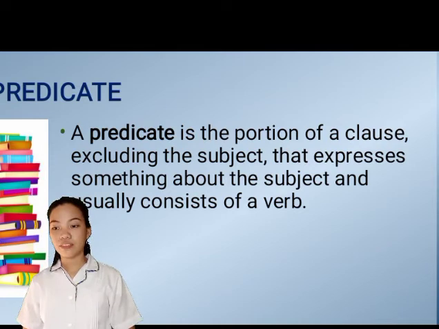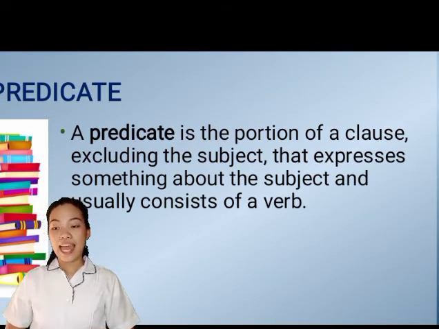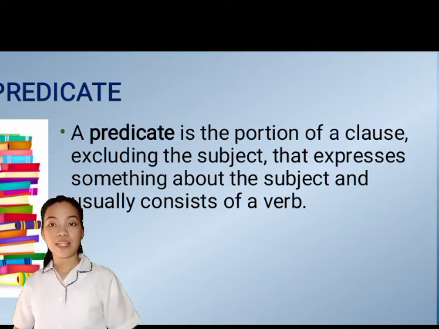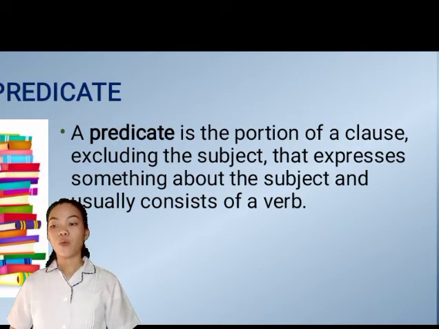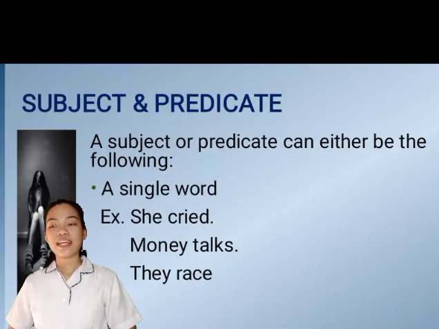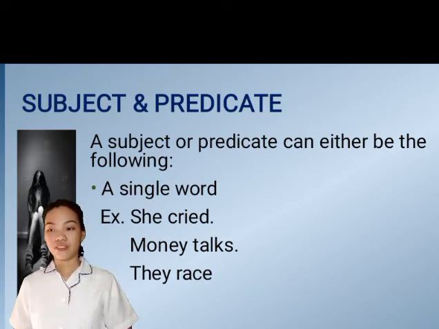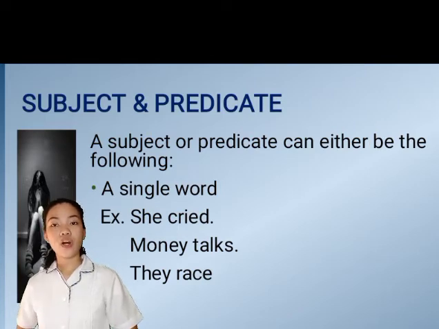For example, the jet plane landed yesterday. The subject is the jet plane, while the predicate is landed yesterday. A subject and a predicate can be just as simple as having one word. For example, she cried. Money talks. They race. In all those sentences, there is only one subject and one predicate.